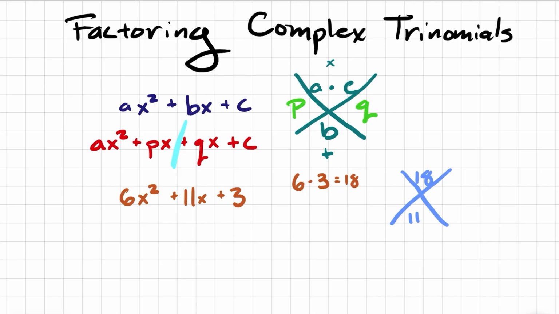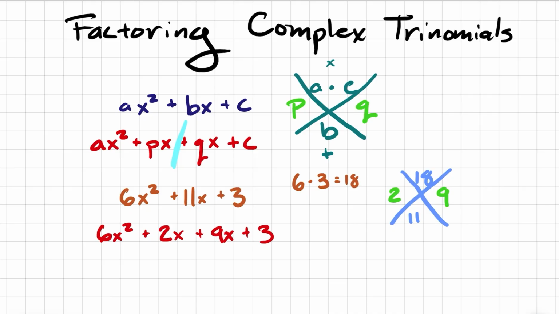But going through those, 18 plus 1 is 19. 2 plus 9 is 11. 3 plus 6 is 9. So it will have to be those 2 and 9. Now I'm going to take those two numbers and rewrite the trinomial separated out. So I'm going to have 6x squared plus 2x plus 9x plus 3.